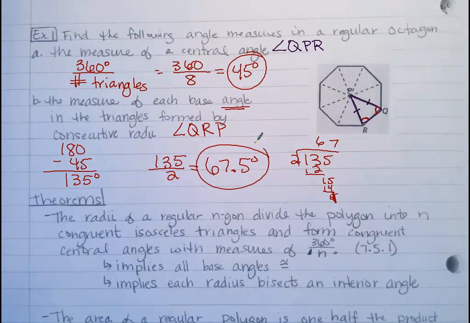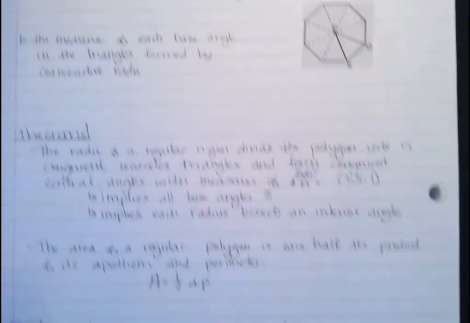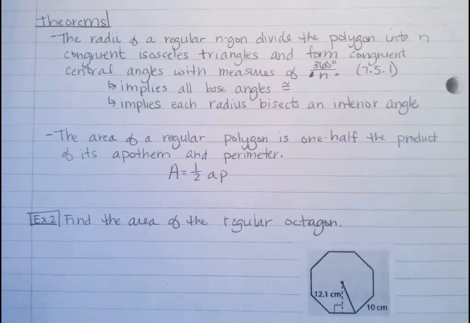Okay. Then we have 2 theorems. Can I keep going, or are you writing this down? Okay. So our 2 theorems are: the radii of a regular n-gon divide the polygon into n congruent isosceles triangles, which we talked about. And they form congruent central angles with the measures of 360 degrees divided by n. You guys just figured that out. You just walked through it, explained it to yourselves. That's all this theorem is telling us, what you already had deduced in your mind.